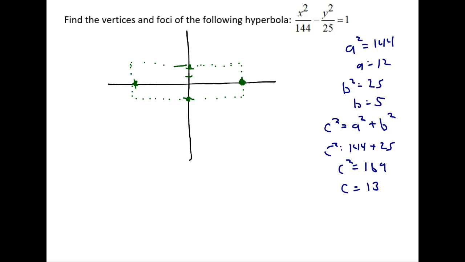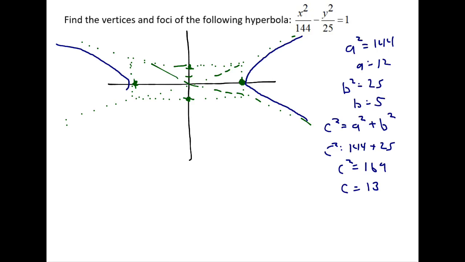So the asymptotes are going to go through the center, and also through each opposite corner of the box here. And then finally we can draw our hyperbola. The hyperbola is going to follow the asymptotes, touch the vertex, and follow the asymptote the other way. I'm not going to call these a sideways U, but this is what this hyperbola is going to look like. And where are the foci then? The foci are going to be 13 units away from the center, along the major axis.